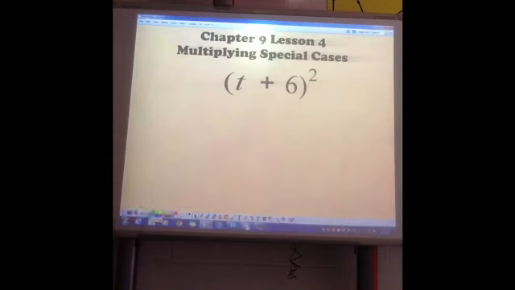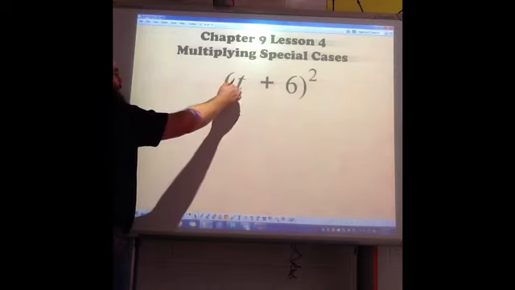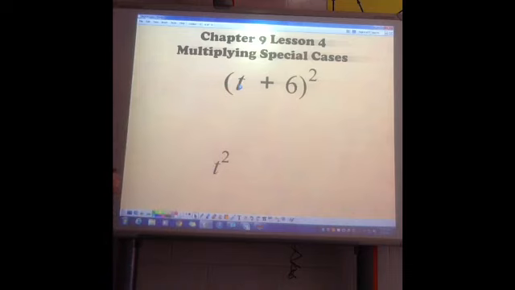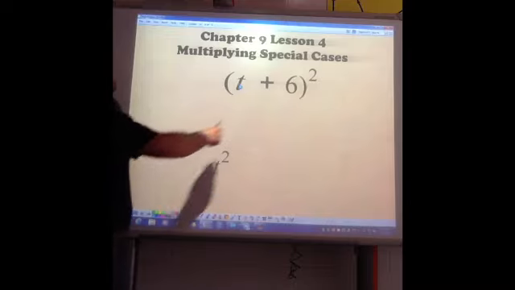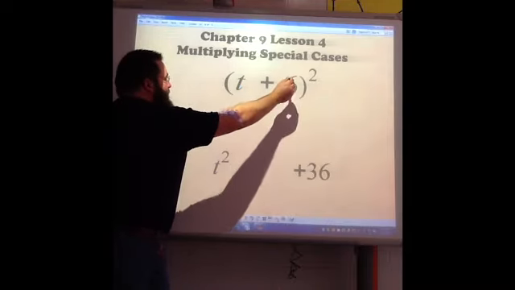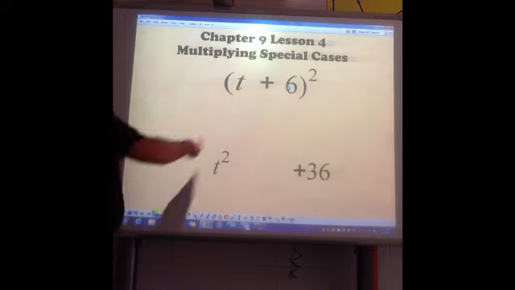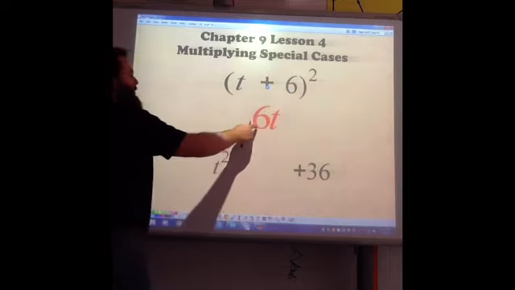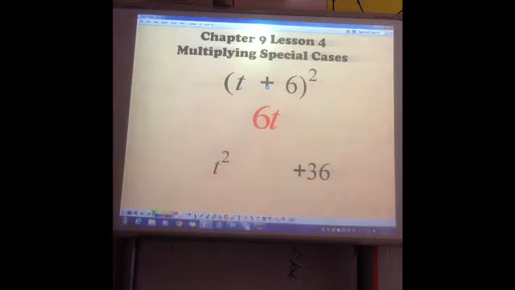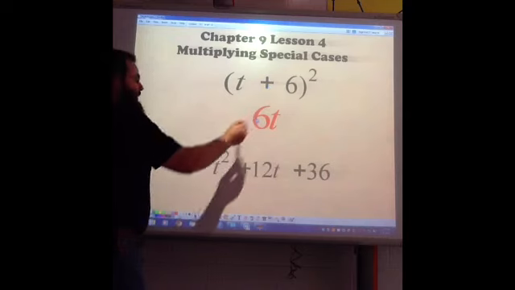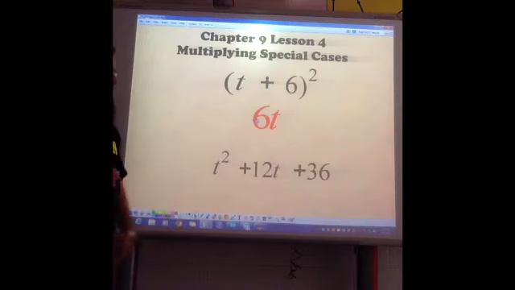So let's try one of these on our own. t plus 6 squared. I'm going to square a first. That's your first term, which is t. t times t is t squared. Then your b term squared would give you a positive 36. And then you have your a times b, which would give you 6t, but remember you have to double that, multiply it by 2, and get your answer of positive 12t.